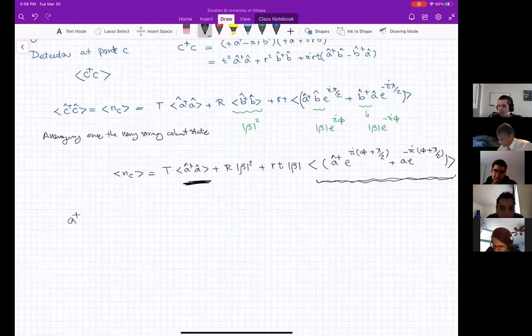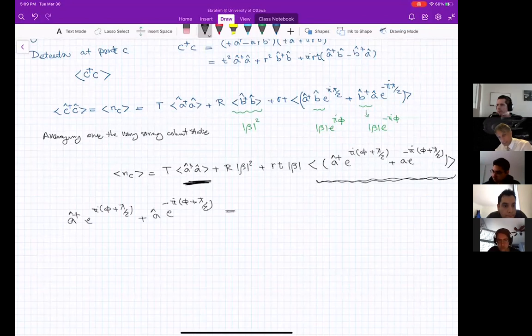A dagger e to the power of i(phi plus pi divided by 2) plus a e to the power of minus i(phi plus pi divided by 2). What is this state, or this operator? Let me help you. It looks like squeezing. No, you're not far away, but can you tell me in terms of quadratures? You have to express it in terms of quadrature.